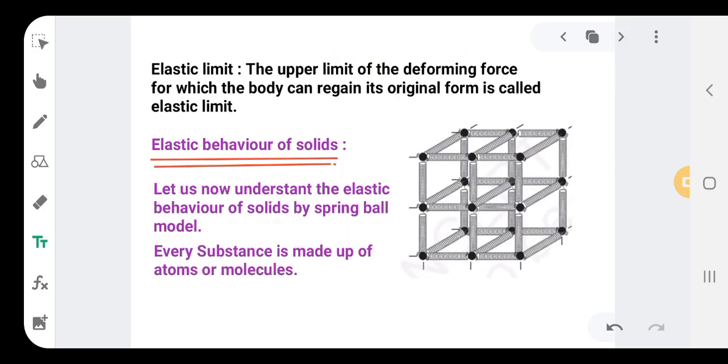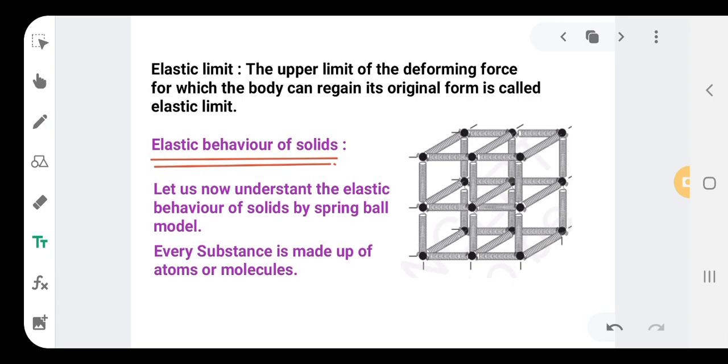Elastic limit. The upper limit of the deforming force for which the body can regain its original form is called the elastic limit. Okay, that means it is a limit up to which it can withstand that deforming force, and the restoring force comes into existence and pulls all the particles to oppose the deforming force. This is known as the elastic limit of the body.